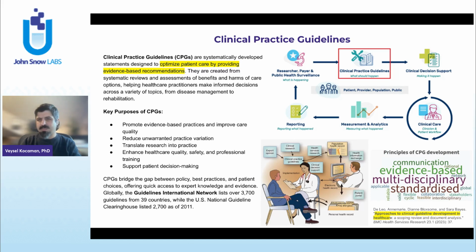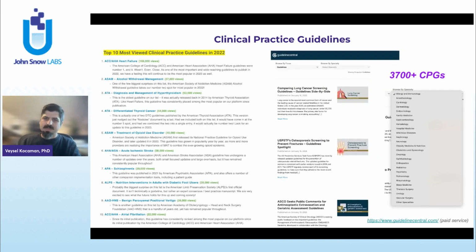As of 2011, the resources are not that rich, by the way, because I could only find statistics back to 2011, and there were more than 2,700 CPGs. But as of 2022, I think there are more than 3,700 CPGs out there, according to what I found. So how did I find this? There's a website for this, Guideline Central. I'm sure there are many others. This is one of the paid ones.